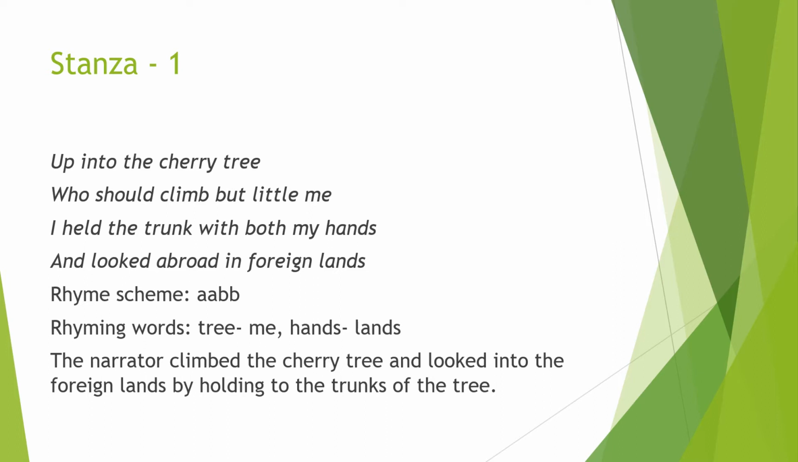So how do you form the rhyming scheme? With the rhyming words. What are the rhyming words? Tree, me, hands, lands. So if you see in this stanza, the words tree and me rhyme together. Yes, and I held the trunk with both my hands and looked abroad in foreign lands. So hands and lands go together, rhyme together, right? So with these two the same, A, B, B. This is how we have to form the rhyming scheme.